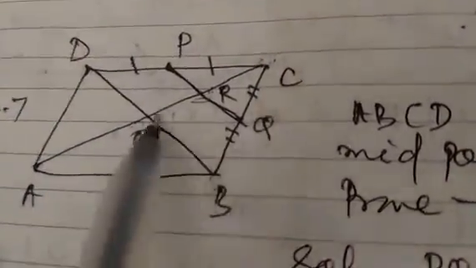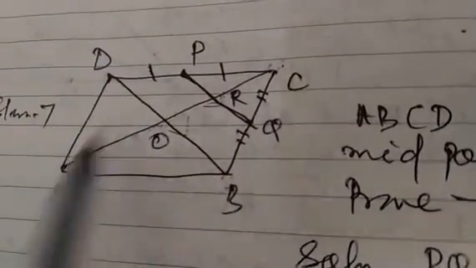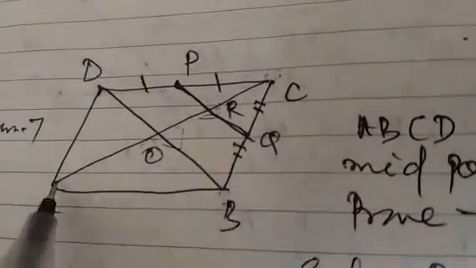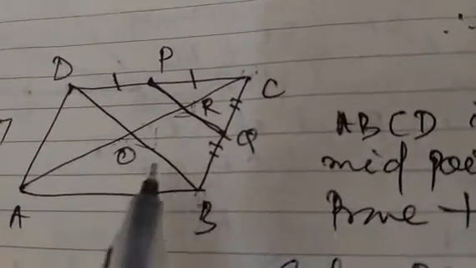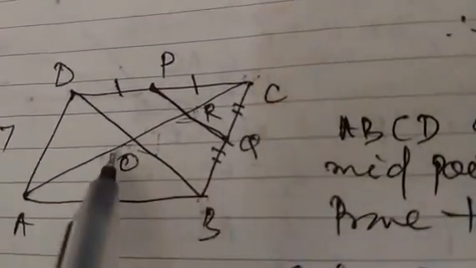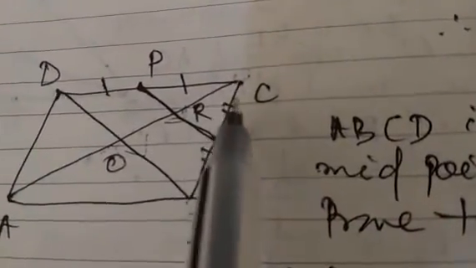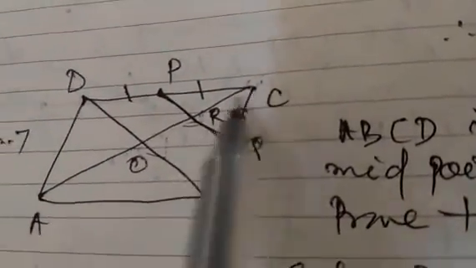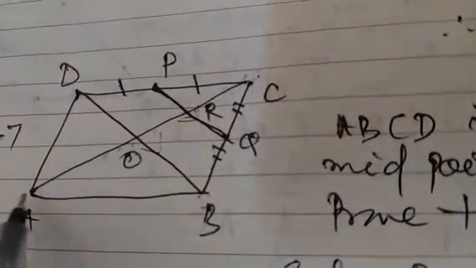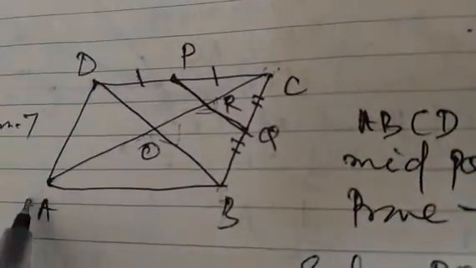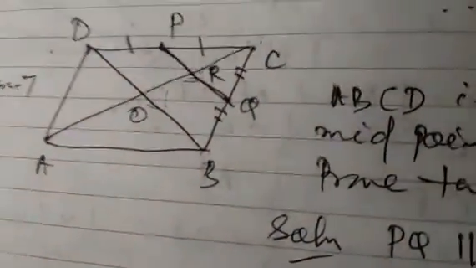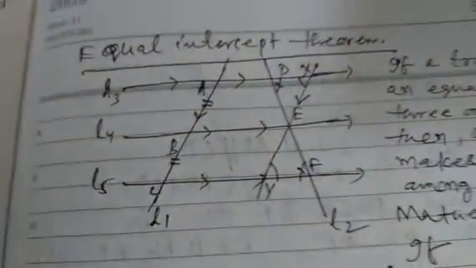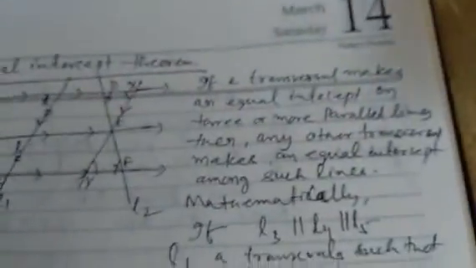Since O is the midpoint of the diagonal AC, because diagonals of a parallelogram bisect each other, CO is half of AC. That means CR is half of CO and CO is half of AC. Therefore CR is 1/4 of AC. This proves this problem. Next we have the equal intercept theorem, the last part of this chapter, regarding a set of parallel lines.